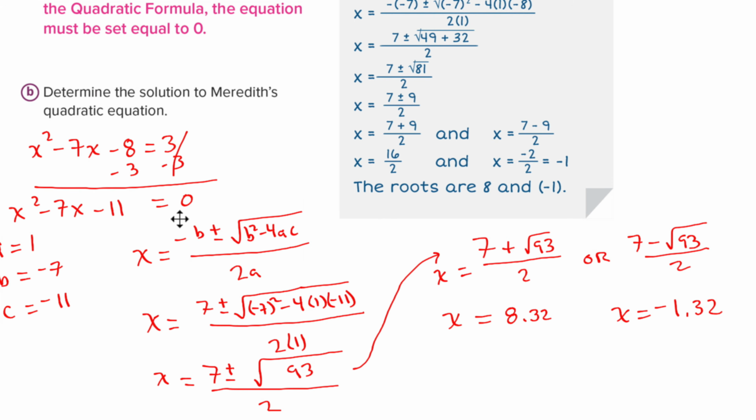Okay, here's what I got. Check out my work. We got to move it over. It has to be set equal to 0. We have a, b, and c. Plug it all in. We get the square root of 93. So we add that to 7, subtract it from 7. We should get 8.32 and negative 1.32. Make sure you ask your teacher if you do not get those two answers. Put up a red cup and we'll come and help you.